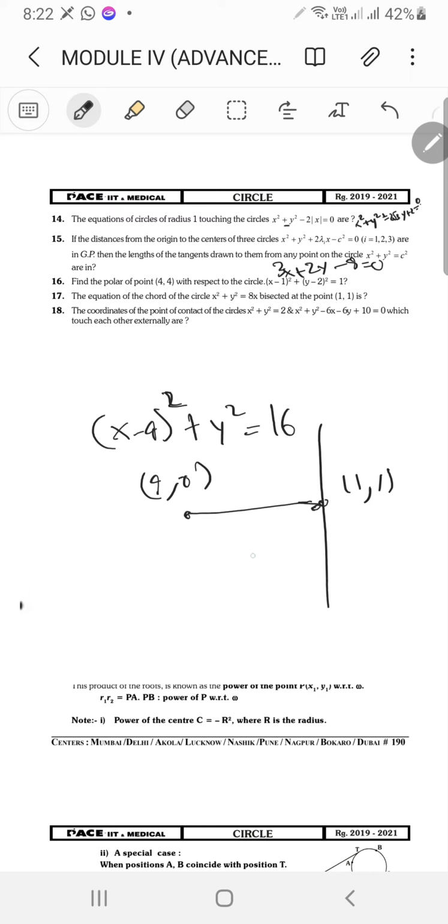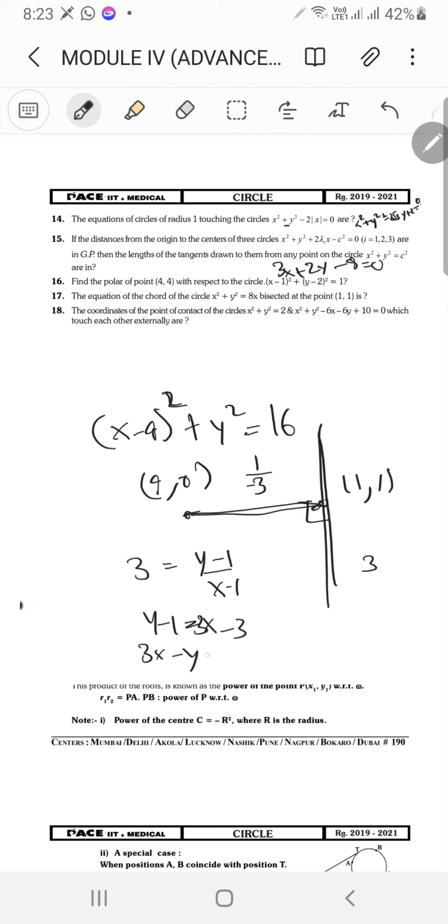And what's the equation of that chord? So perpendicular, this slope is 1 upon minus 3, so the slope is 3. So 3 equal to (y minus 1) upon (x minus 1). So y minus 1 equal to 3x minus 3. So 3x minus y minus 2 equal to 0. That should be it. Okay, 3x minus y minus 2 equal to 0. 17, the equation of the chord. Oh, that's the 17th question we dealt with.